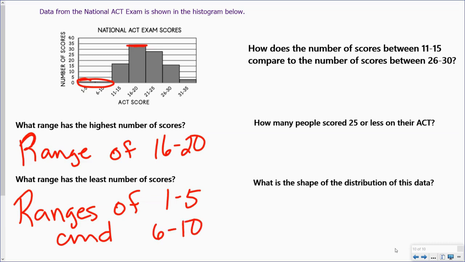How does the number of scores between 11 to 15 compare to the number of scores between 26 to 30? Well, 11 to 15 had 17 scores. 26 to 30, we said, had 16 scores. So that means that the 11 to 15 range has one more score in it.